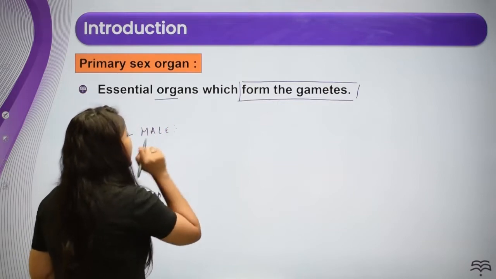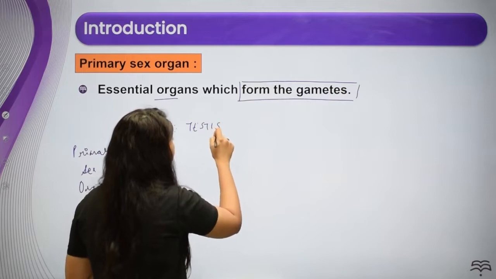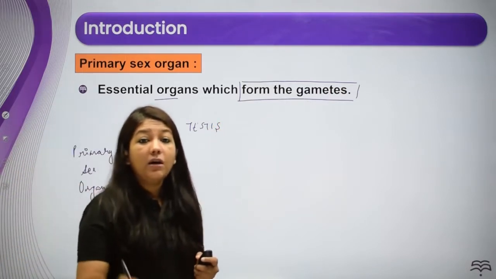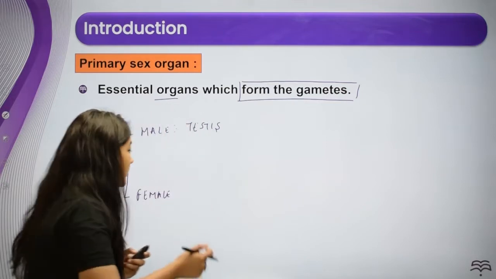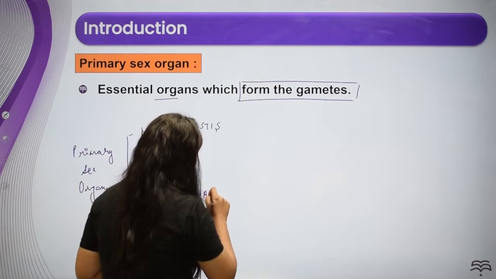In case of male, it is going to be testes, because here the formation of the gamete is happening. And what are primary sex organs? Which are going to form the gametes. And in case of female, it is going to be ovary.